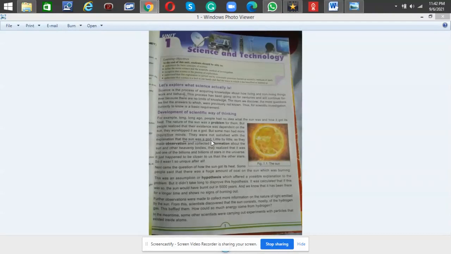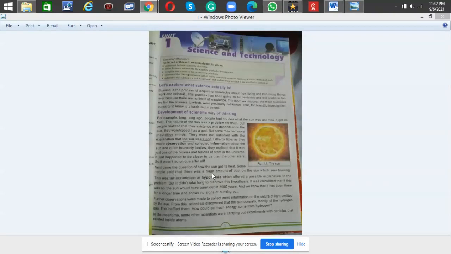They were not satisfied with the explanation that the sun was a god. Little by little, as they made observation and collected information about the sun and the other heavenly bodies, they realized that it was just one of the billions and billions of stars in the universe. It just happened to be closer to us than the other stars. So it wasn't so unique after all.